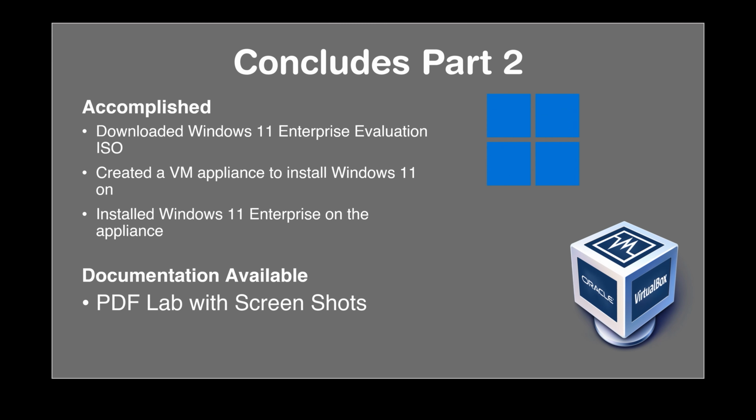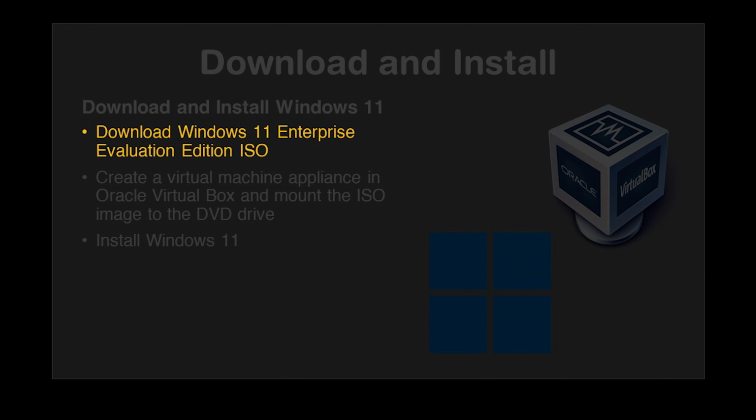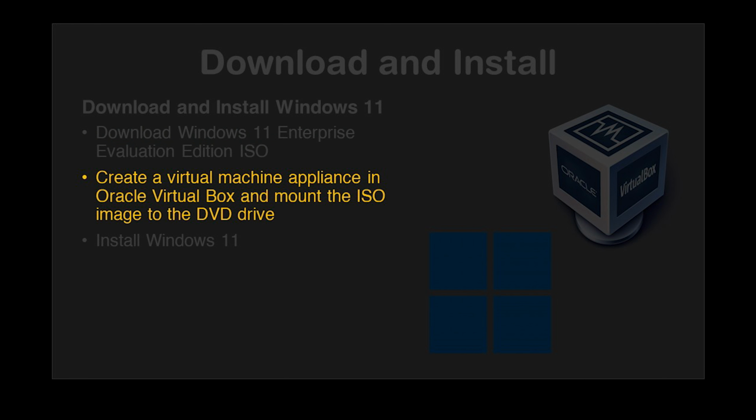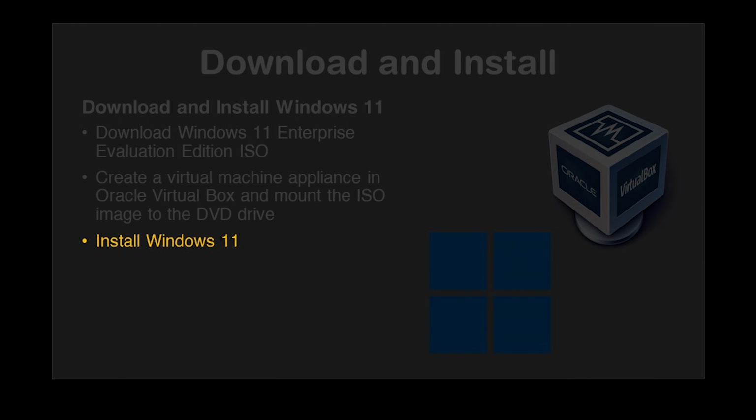That concludes part 2. We acquired the Windows 11 Enterprise Evaluation Edition ISO image. We created a virtual machine appliance in Oracle VirtualBox to install Windows on. We installed Windows 11.